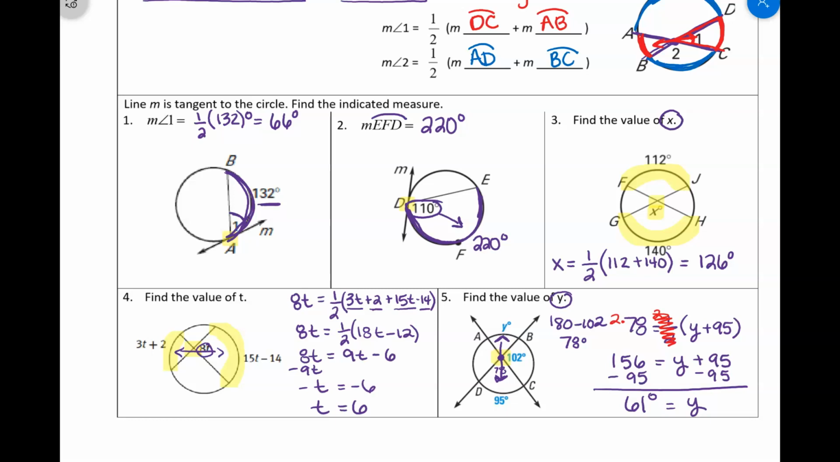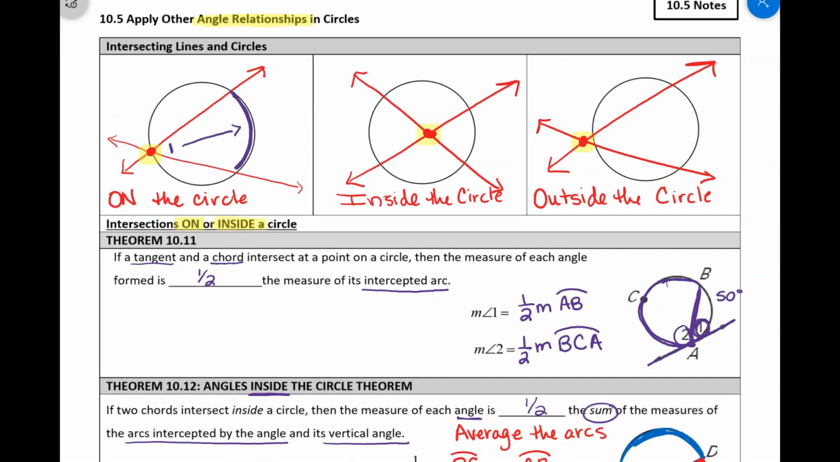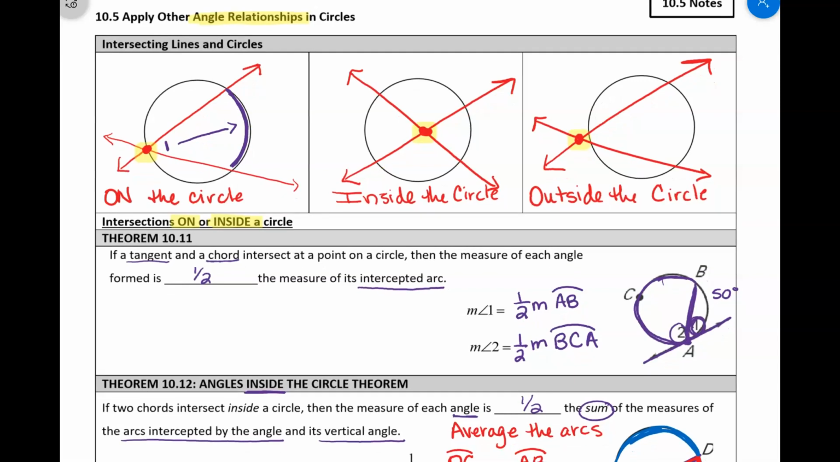So, as we wrap this first page up: on the circle, you do half. Inside the circle, you average the arcs. And remember, it's the arcs that are opposite. So this arc and this arc added up will give you these angles here.